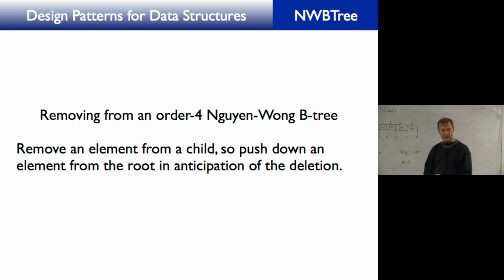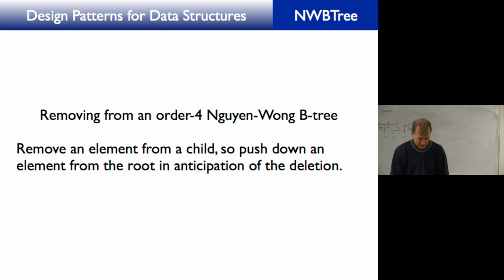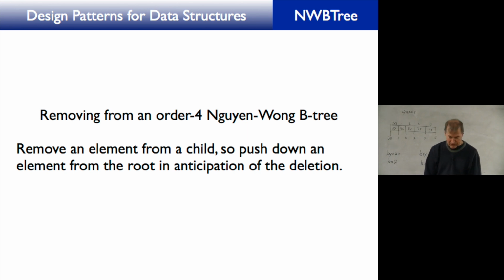So this is that strategy I was mentioning before. We are anticipating that we're going to delete, and we're going to just keep pushing down. And if we find it, the one that we got pushed down will just stay there, and the one that we want to delete is going to keep going down and be deleted. Okay, so push down an element from the root in anticipation of the deletion. That's the strategy. So here's our initial tree.